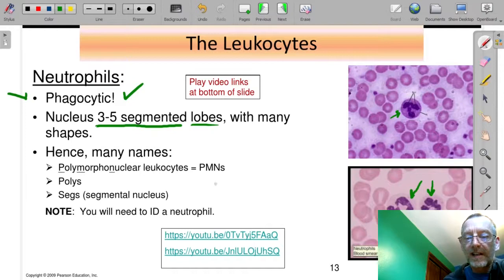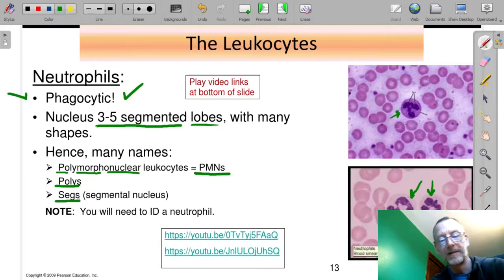Polymorphonuclear leukocytes, that's a mouthful, so a lot of people abbreviate those as PMNs. Poly means many, morph is referring to shape, and nucleus is pretty obvious. So many shapes of the nucleus. And sometimes people have abbreviated that to just straight polys. And some people I've read and heard describe neutrophils as segs. So it's basically jargon. If you recognize those as synonyms for neutrophils, you're good.